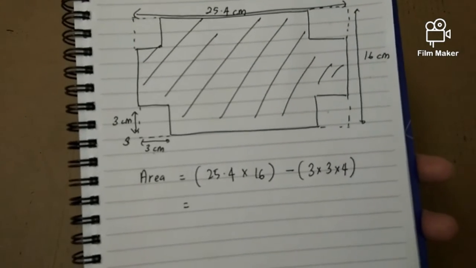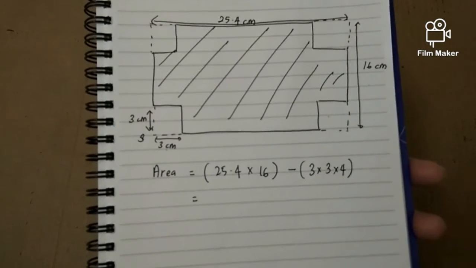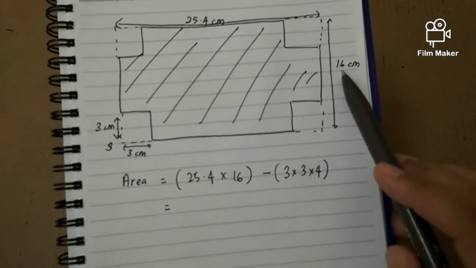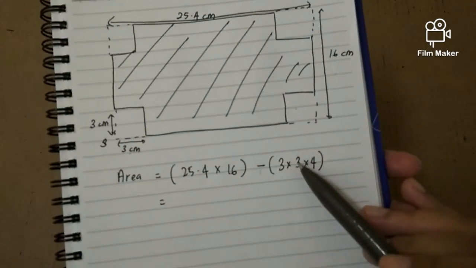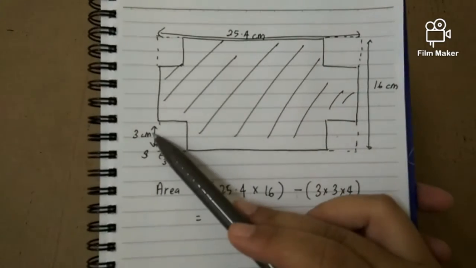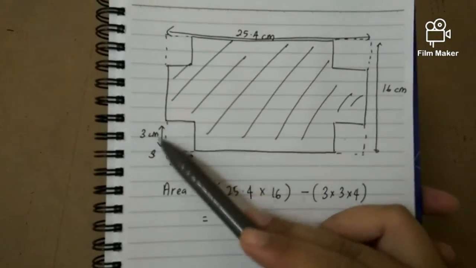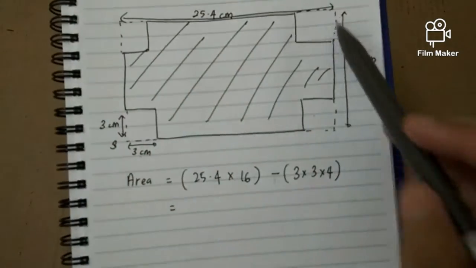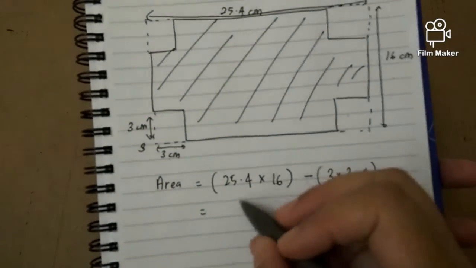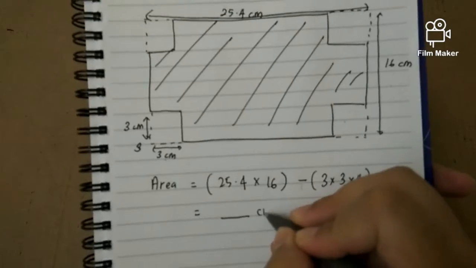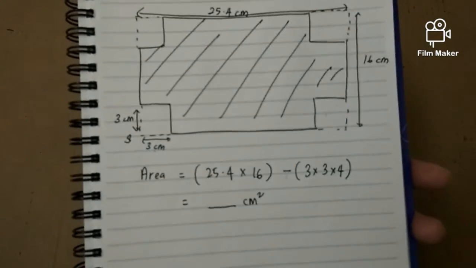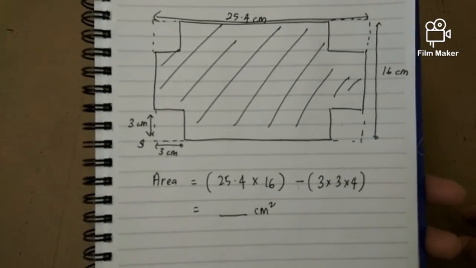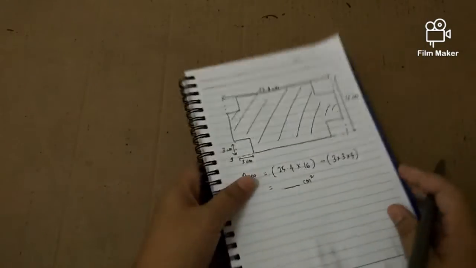The equation will look like this: 25.4 cm times 16 cm minus 3 times 3 times 4. You get the area of one square by 3 times 3, and then you multiply by 4 because there are 4 squares. So you will get the area of the shaded part. I'm not going to give you the answer, you have to calculate it in your workbook. Now, get the perimeter.